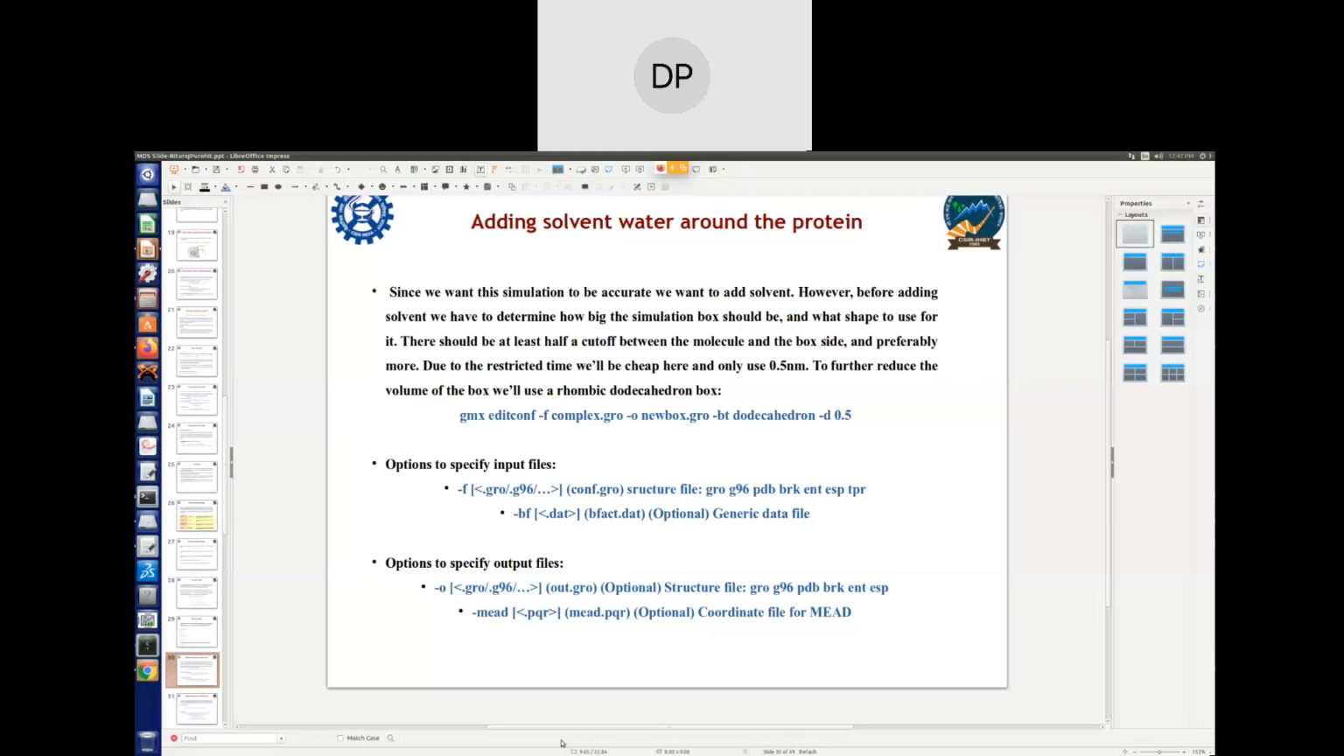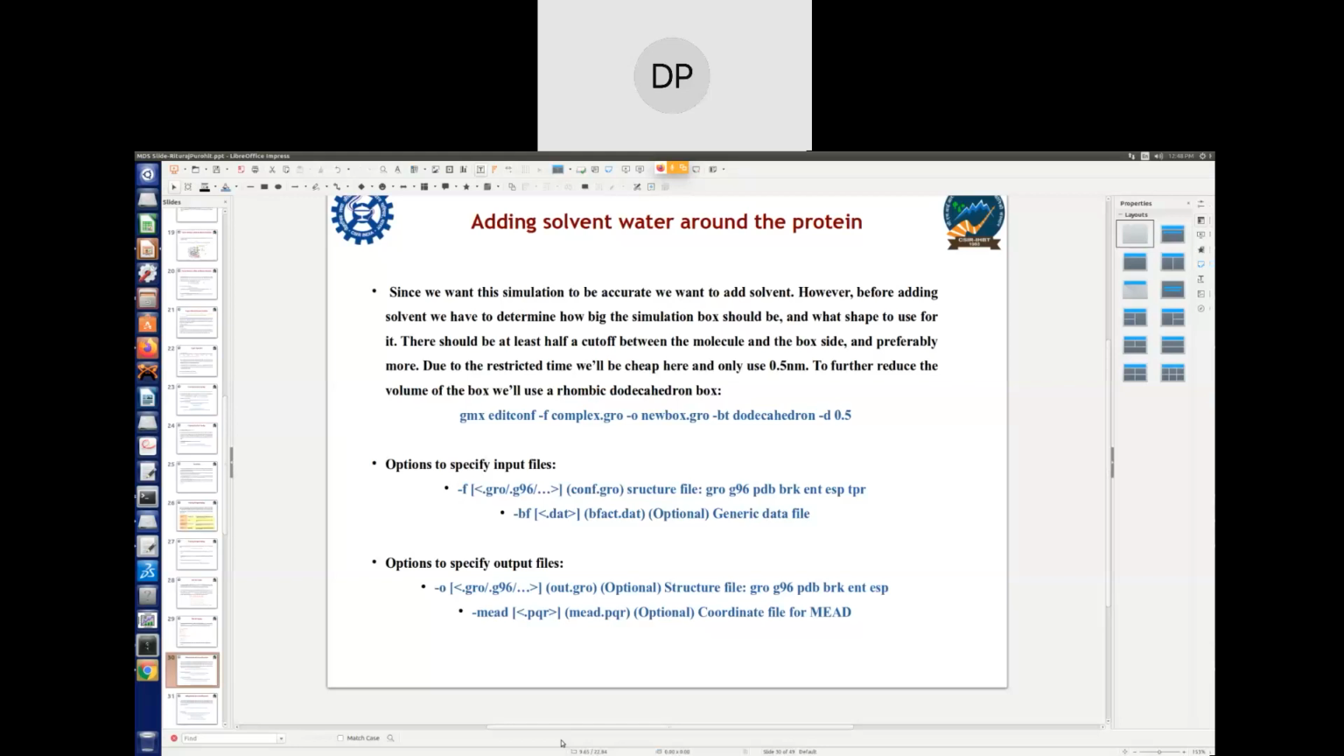There should be at least a cutoff distance between the molecule and the box side. That is very important. It should not be so close to the complex. At the same time, it should not be so far from the complex. If it is very far, it will be a costly simulation due to the restricted time.